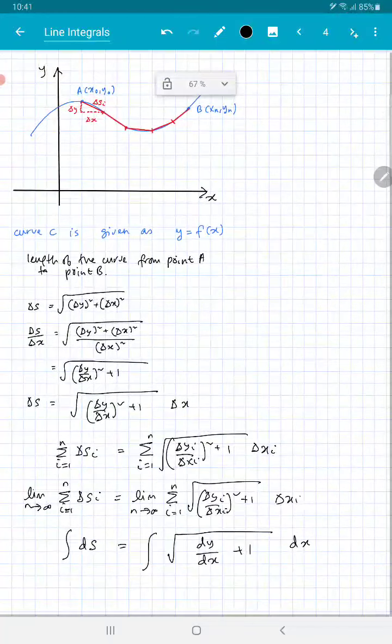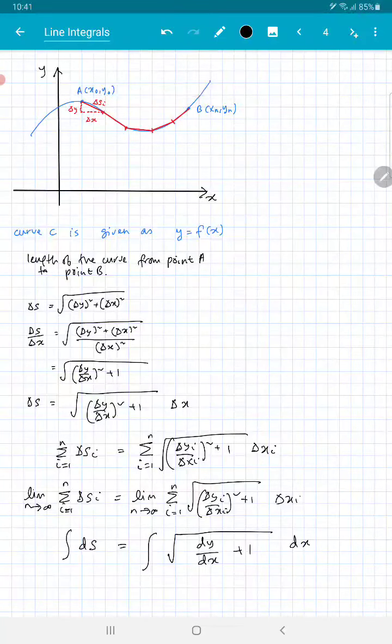Okay, now for x here, the limit for x, we're going to use the x coordinate of the starting point, so it's going to be x naught, and the upper limit for x here, we will use the x coordinate of the destination point, which is in this case xn. So this is the length of the curve from point A to point B, where your curve is given as y as a function of x. Okay, so that is ds.